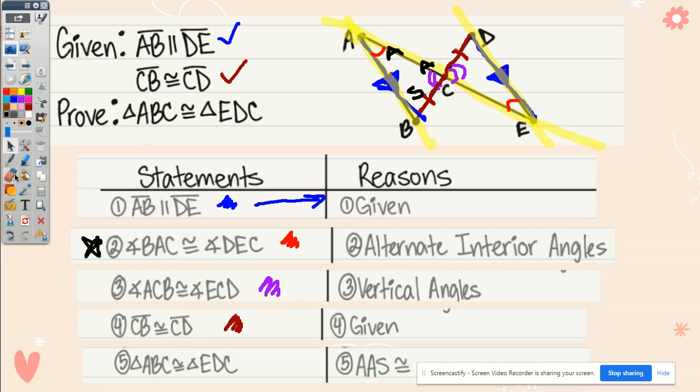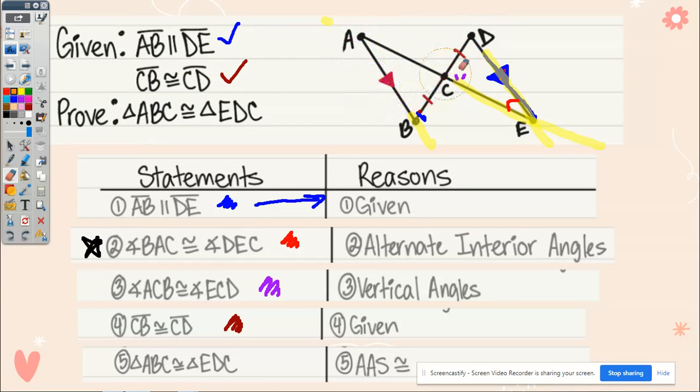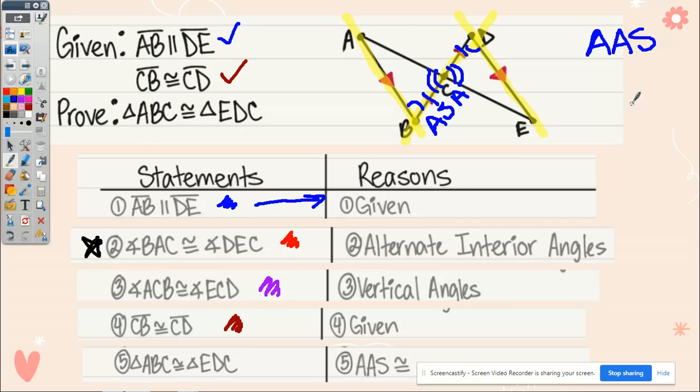Okay, so before I keep going, again, I just want to tell you why I chose the transversal. I am going to erase this. The reason I chose the transversal to be AE is because if I chose BD, you would have this situation going on. You would have alternate interior angles, you would have vertical angles, and you already have a side. So it would spell AAS, which is perfectly fine for proving these two triangles congruent, but today's lesson is on angle side instead.